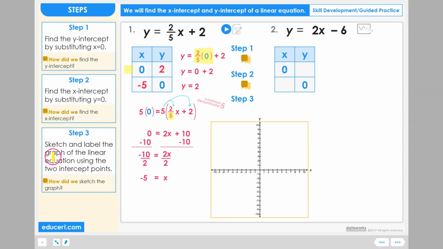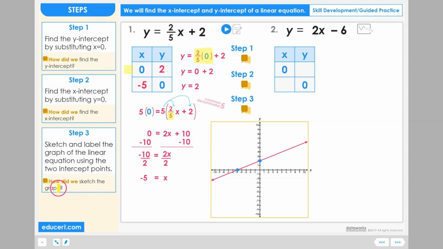Step 3. Sketch and label the graph of the linear equation using the two intercept points. The y-intercept is 0, positive 2, which is right here. The x-intercept is negative 5, 0, which is right here. We can now draw a straight line that goes through these 2 points to get the graph for our linear equation y equals 2/5 x plus 2.